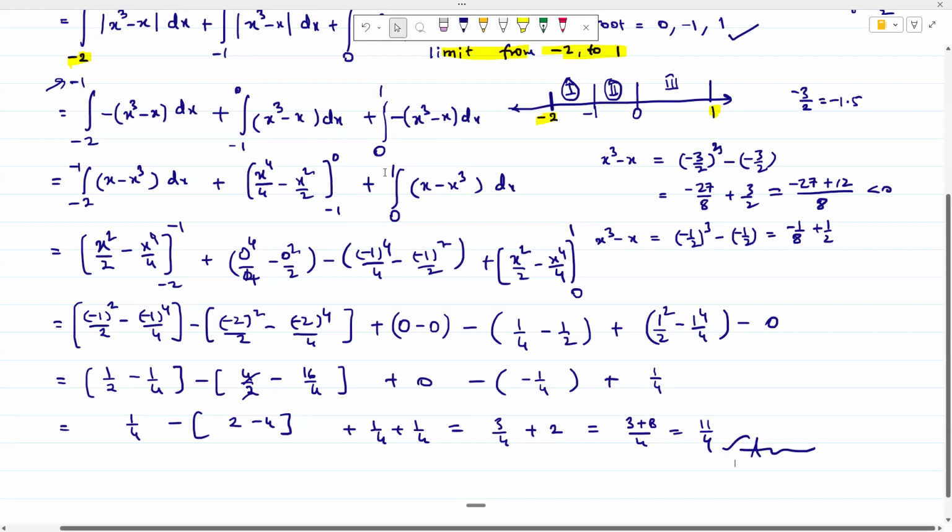So this is a very important model. Try to calculate the remaining questions of the same type.